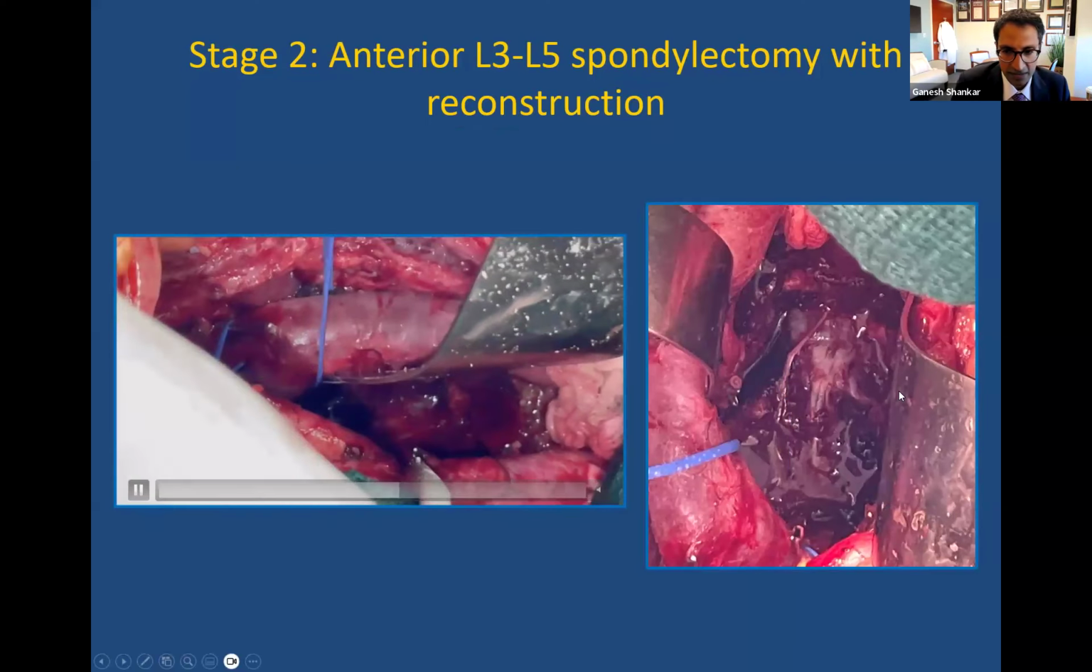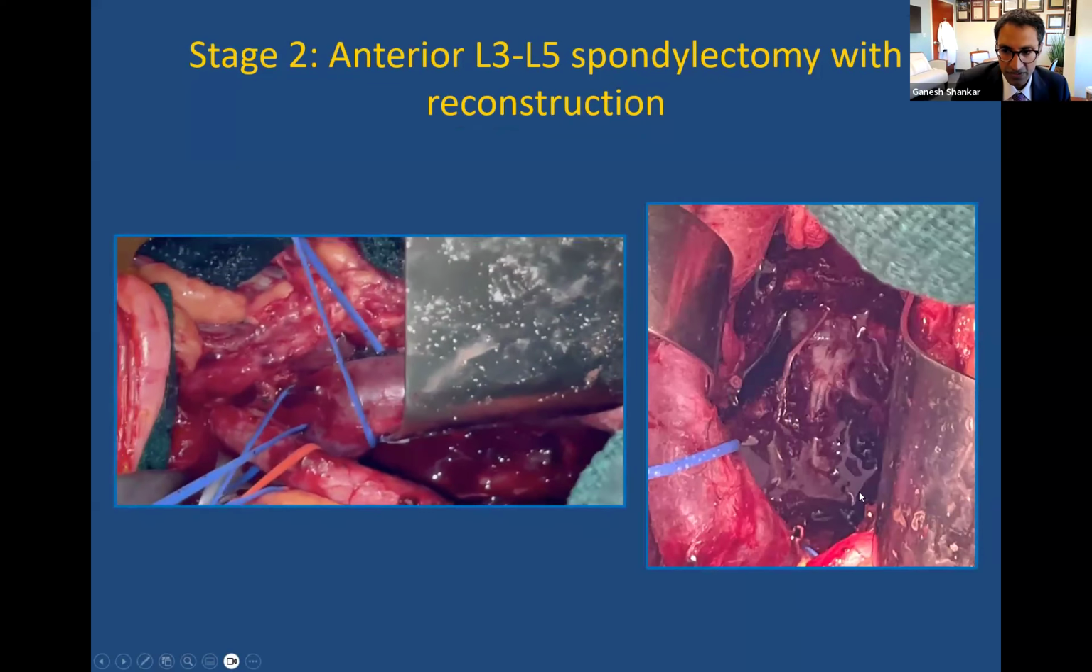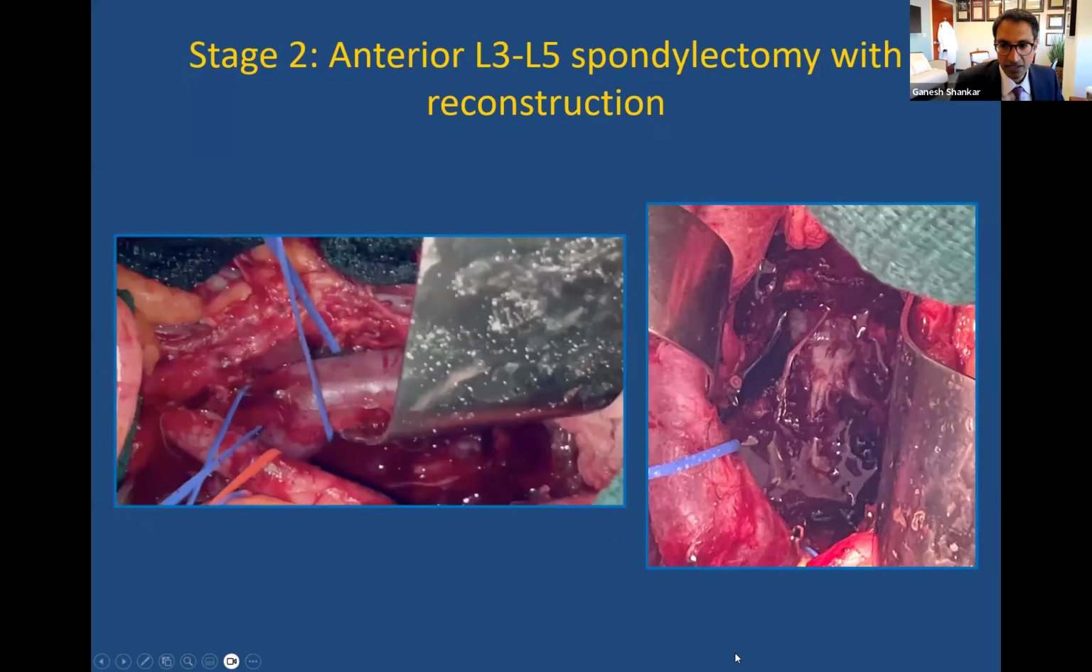Here's the fecal sac, and on this image you can see the L4 nerve roots coming out. Here's the L3 vertebral body end plate, and then the L5 vertebral body as well. So we need a construct that will span this entire segment.